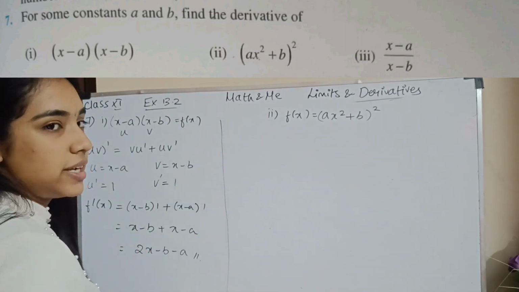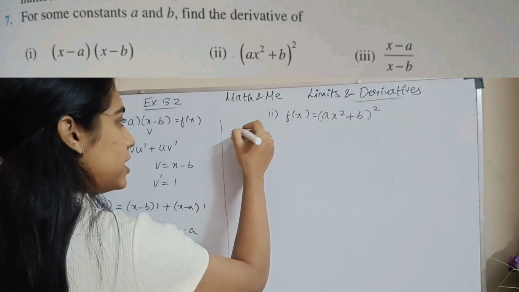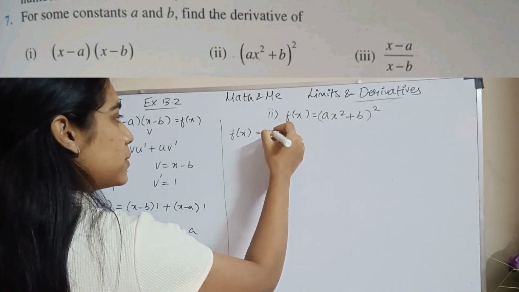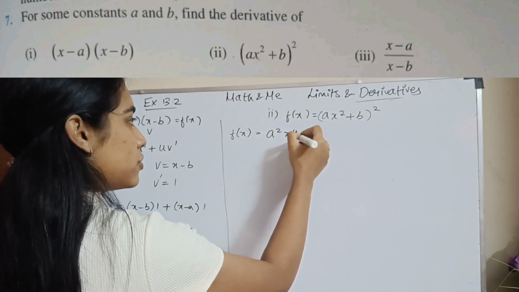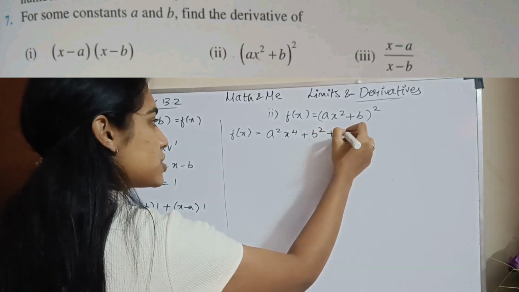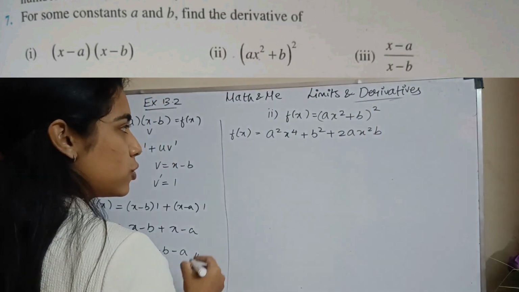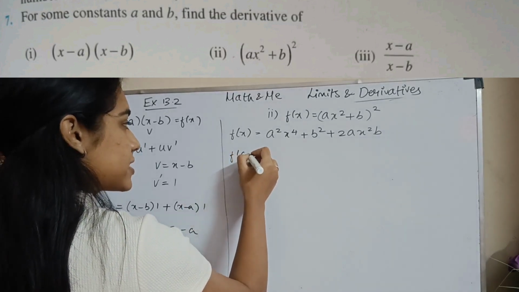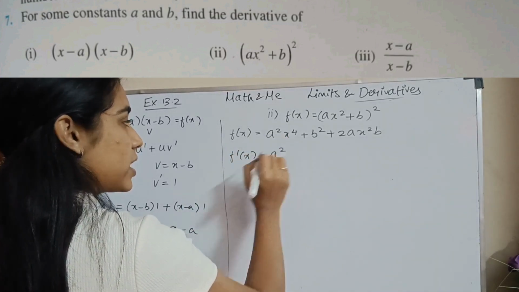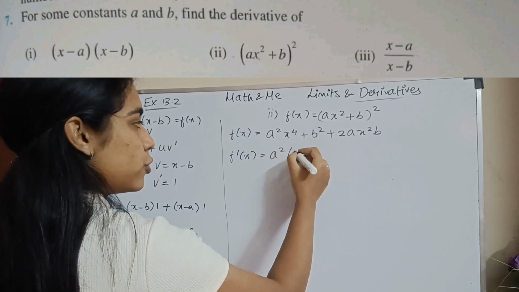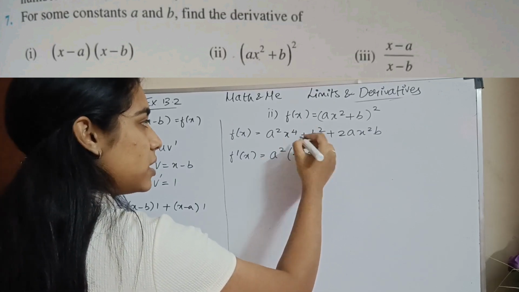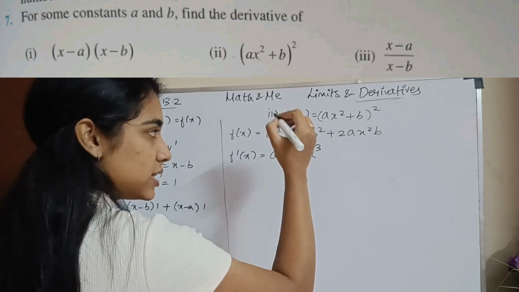Now, second subsection. f of x is given, find f dash of x. First I'll open the bracket. So I have f of x equals a square x power 4 plus b square plus 2a x square b, that is, a plus b the whole square. Now, f dash of x. Constant a square comes out. I have x power 4, so the power comes out and x becomes 4 minus 1, which is 3.